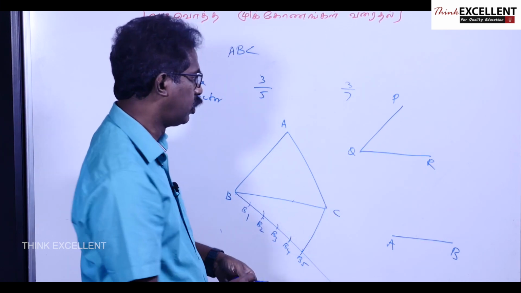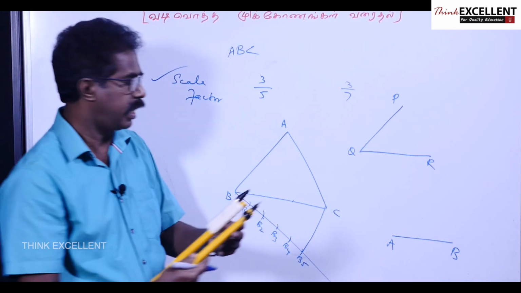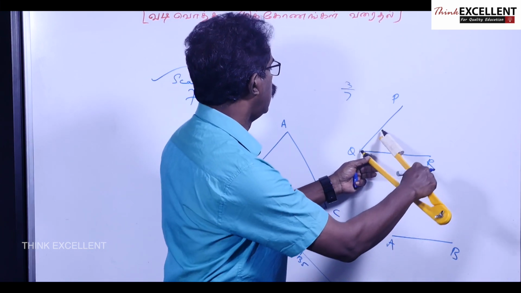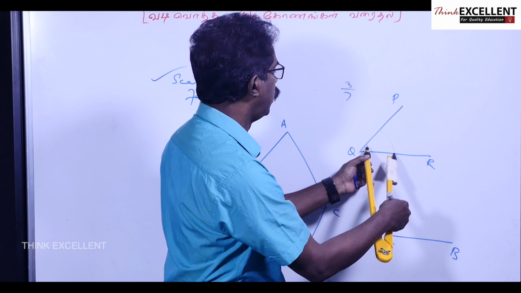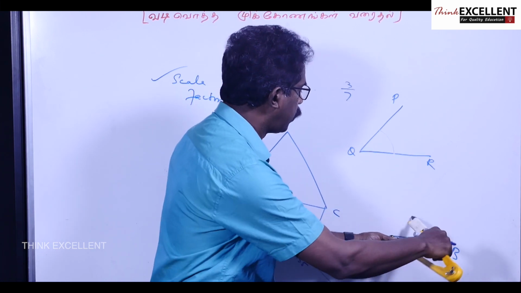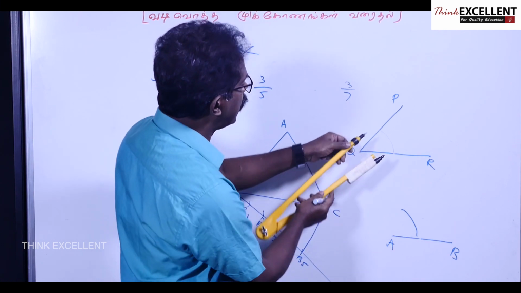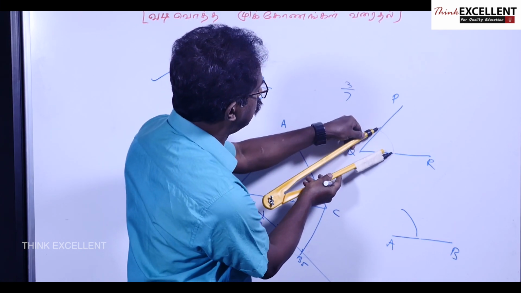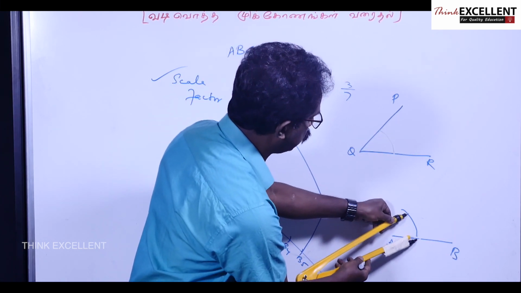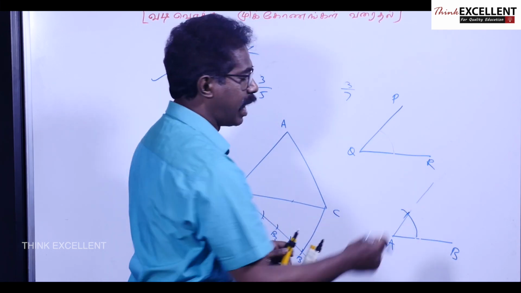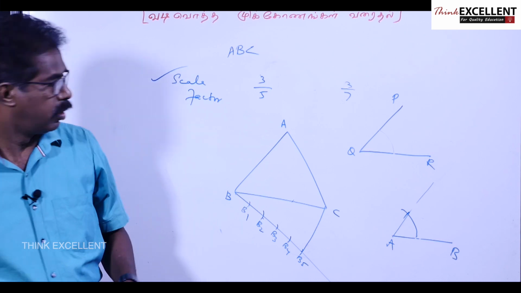Here the method is, using a compass you can do it. Take any convenient measure. Keep the pointer at Q and draw one arc. With the same measurement, keep the pointer here and draw an arc. So you will get an arc like this. Now you measure this length, keep the pointer here and cut it. So join, and you will get the same angle here. So this is how to make an angle.